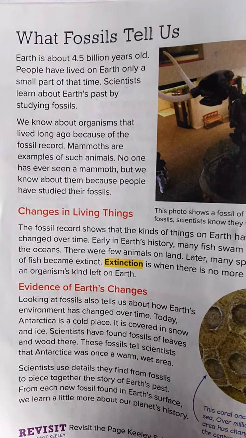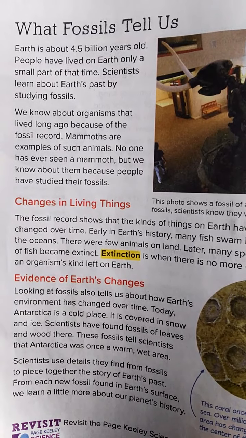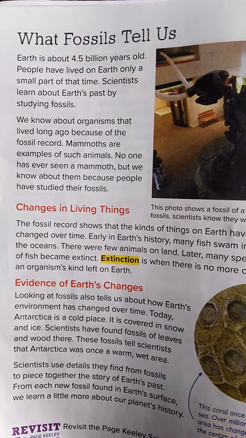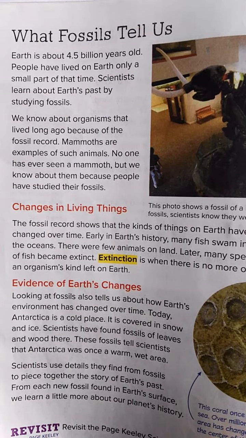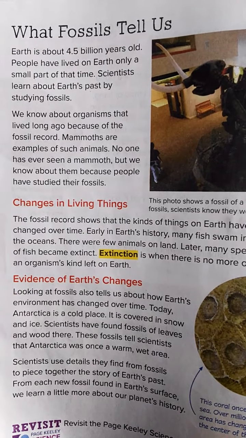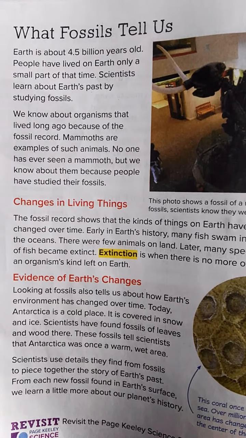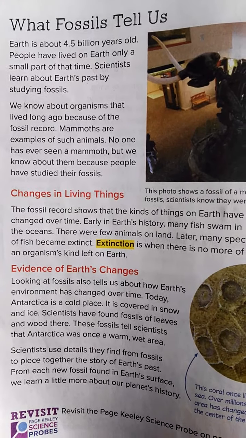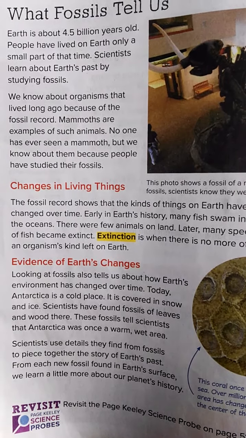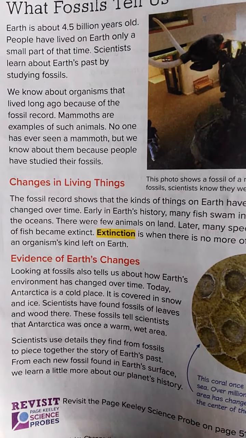What fossils tell us? Earth is about 4.5 billion years old. Imagine this number is very, very big. People have lived on Earth only a small part of that time. So people did not exist 4.5 billion years ago. Scientists learn about Earth's past by studying fossils. We know about organisms that lived long ago because of the fossil record. Mammoths are examples of such animals.